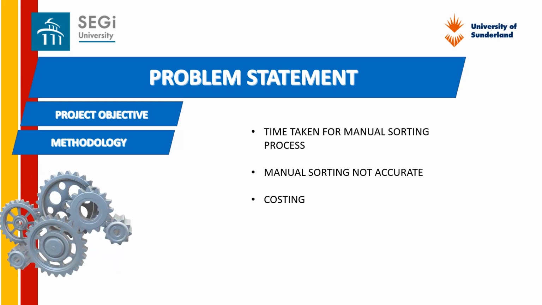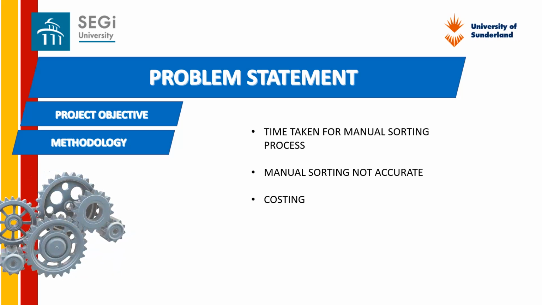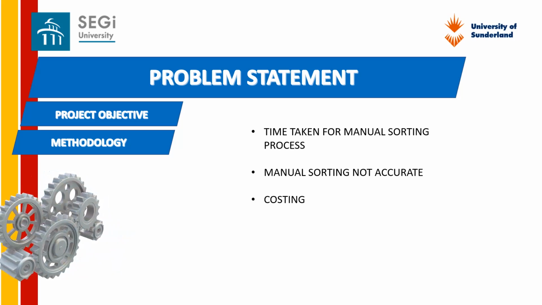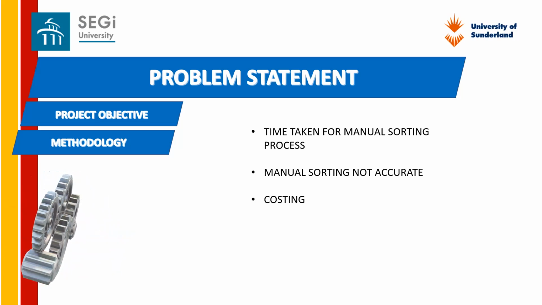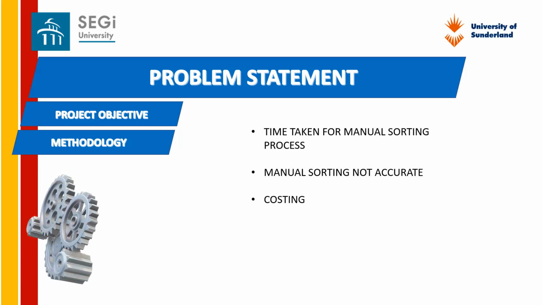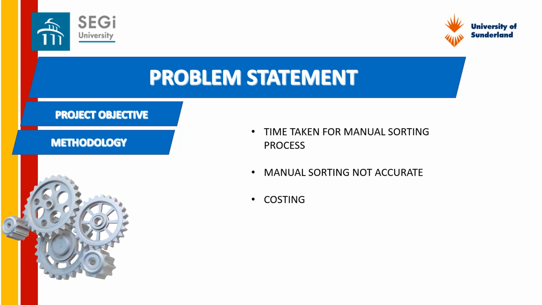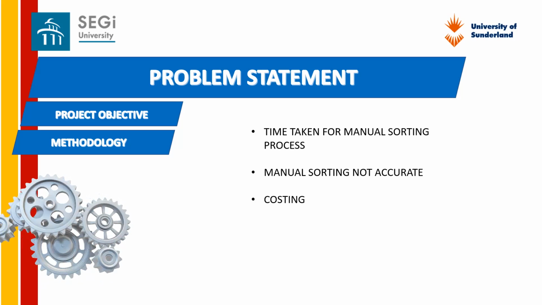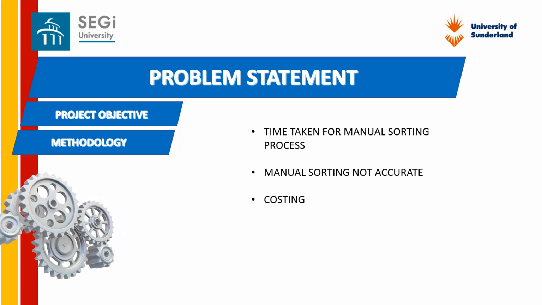The second thing is the manual sorting is not accurate. This is because, especially for the night shift, they're probably really tired at night, so they miss something very bad that's supposed to not be inside the box going to the customer. So we have to prevent it. The last thing is the costing. The costing is very important for the factory to run the business. So if we can eliminate all these three, there should be no problem for us.